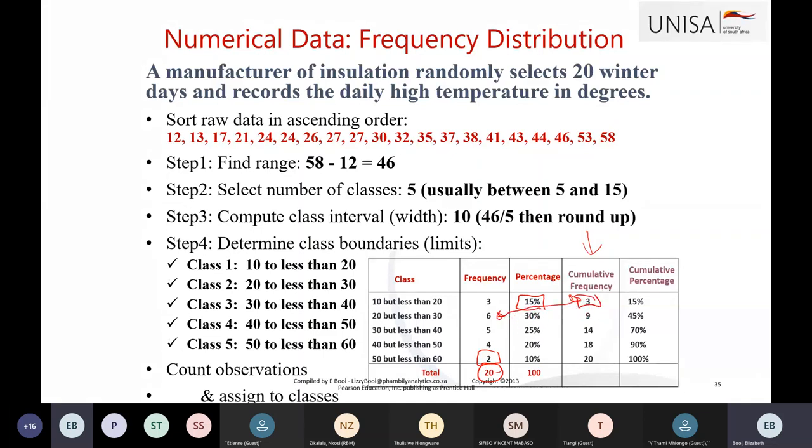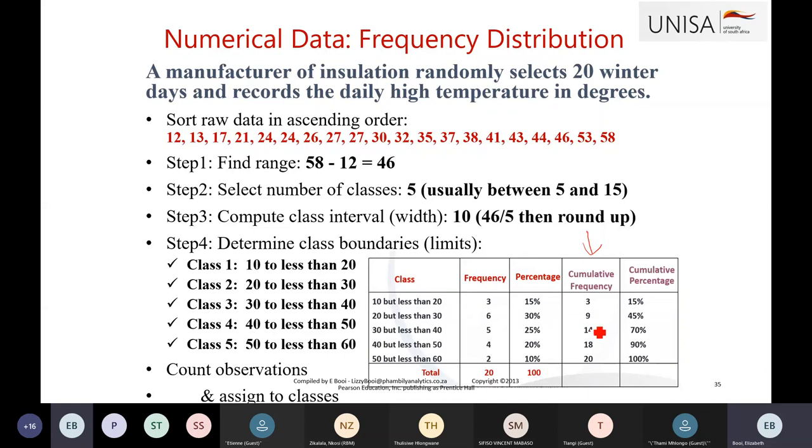We add the 6 from this second class interval, and that will give you 9. 3 plus 6 gives you 9. And you do the same. So we take 9, we add 5 to it, and it will give us 14. What does that mean? It means the following. I am wrapping up. This is the last thing that I do. Then we are done. What does that mean?